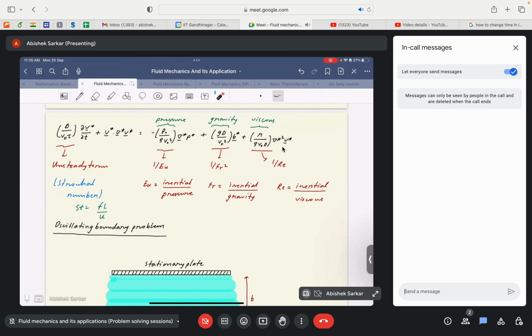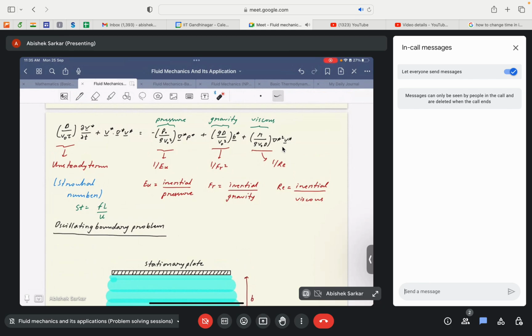I explain it just so that you do not get confused. For my case I will say it as fruit, F-R-O-U-D, the Froude number. Finally, for the viscous term, it's a very popular non-dimensional number, the Reynolds number. So the coefficient is the inverse of the Reynolds number.